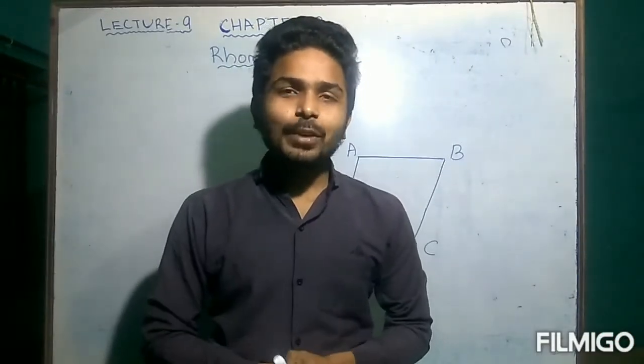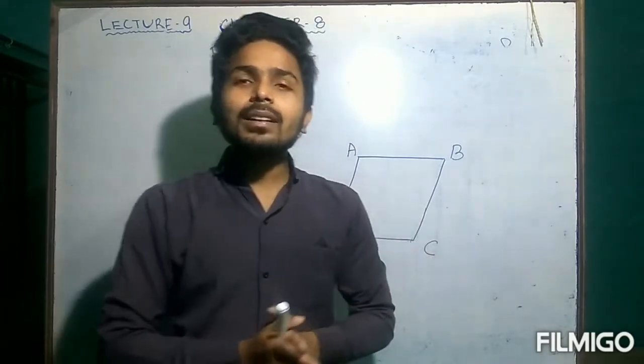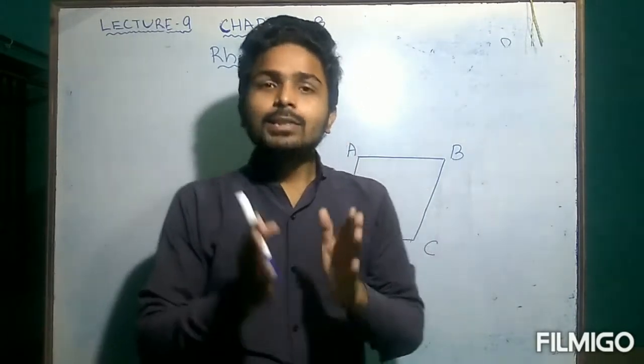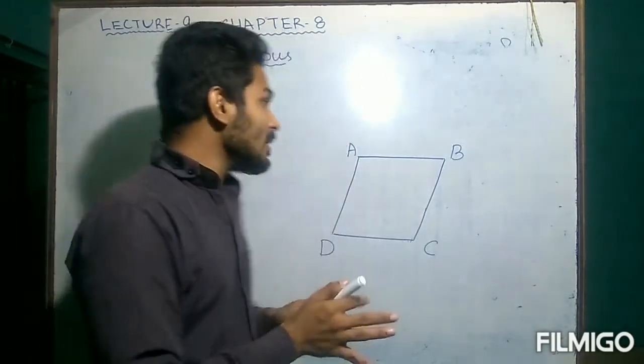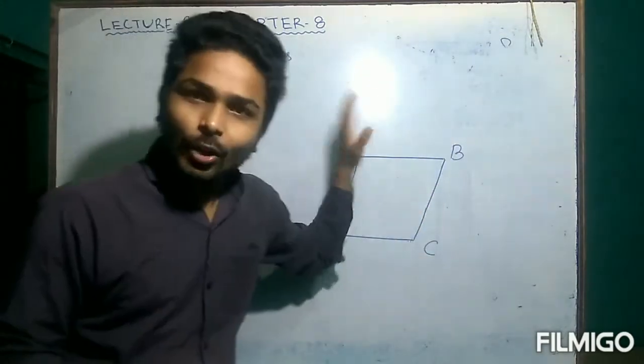Welcome to lecture number 9 of chapter 8. In this lecture, we are going to discuss another type of quadrilateral, which is known as a rhombus. It is also a quadrilateral. So without wasting time, let's start with the figure of a rhombus. As you can see, this is a figure of a rhombus.